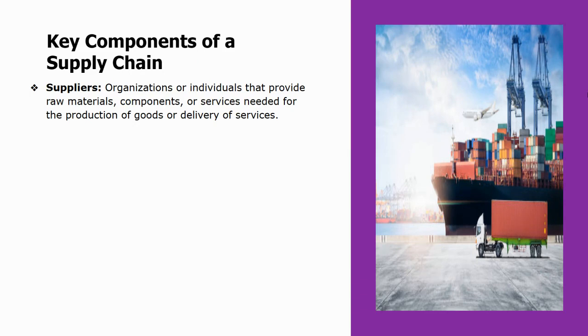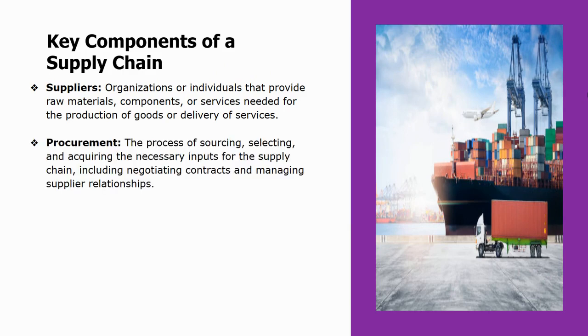So there are companies, organizations or individuals involved in producing raw materials and providing them to companies that are into manufacturing. So you could also look at the production of goods or delivery of services. These are suppliers, individuals or organizations that are involved with supplying raw materials, components, and other services to ensure the production of goods and delivery of services.